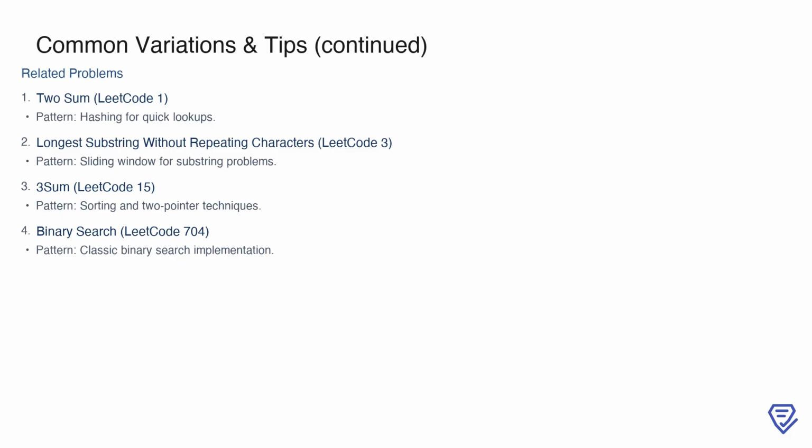The three-sum problem, LeetCode 15, introduces sorting combined with two-pointer techniques, which is a powerful pattern for solving problems that involve summing subsets of an array. Finally, the binary search problem, LeetCode 704, is an essential foundation for understanding how to efficiently search sorted data.